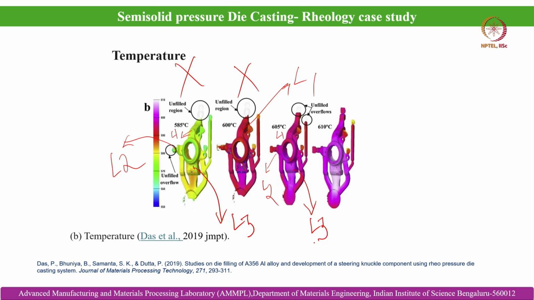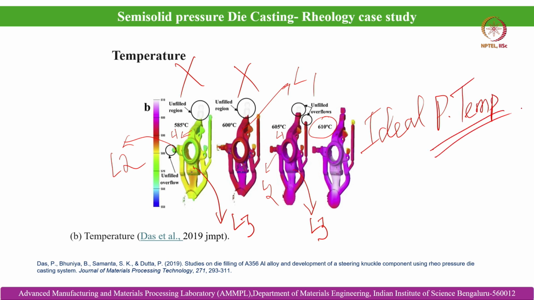However, it is evident that the overflows are not filled, and I have already discussed that if the overflows are not filled, there is a chance of defect formation within the component cavity, within the component body. To avoid all such occurrences, we have chosen 610 degree centigrade as the ideal pouring temperature, where you can see that we can successfully achieve the filling of the entire cavity of the component, and we could also successfully fill the overflows as well. So all these overflows are filled, which means the chances of defect formation are also minimized within the component body.